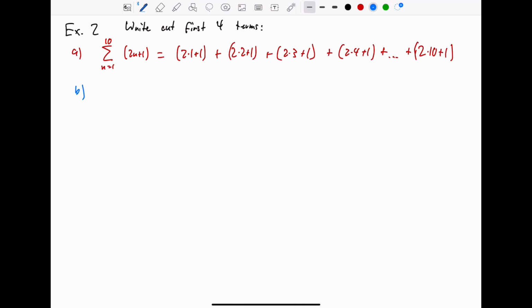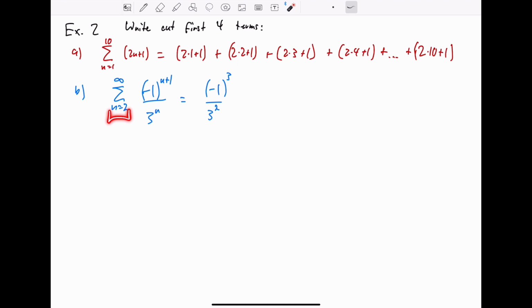For part B, we have the sum from 2 to infinity of negative 1 raised to the n plus 1 divided by 3 to the n. So I'm going to write out the first 4 terms. Now the index starts at 2. So each of these n's I'm going to put in a 2. So negative 1 to the 2 plus 1. 2 plus 1 is 3. Divided by 3 to the 2, 3 squared. There's my first term. I just plugged in n equals 2.